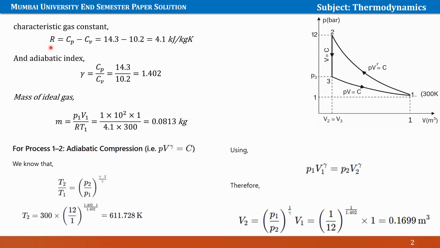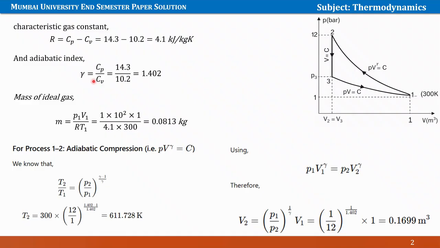Now we know the characteristic gas equation. From the gas equation we can find out R, that is the gas constant for the ideal gas given. Cp minus Cv is the formula for that. This is also called the Mayer equation. Cp is given to us, it is 14.3, and 10.2 is Cv. So from this we can say that R is 4.1 kilojoule per kg Kelvin.